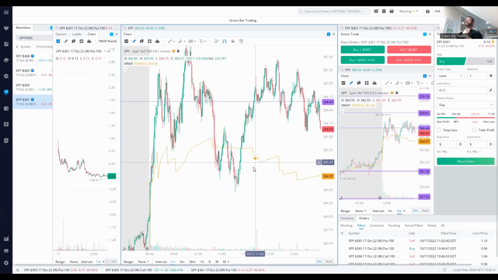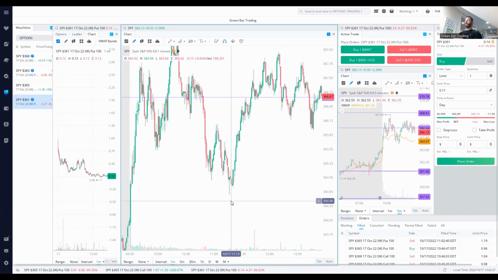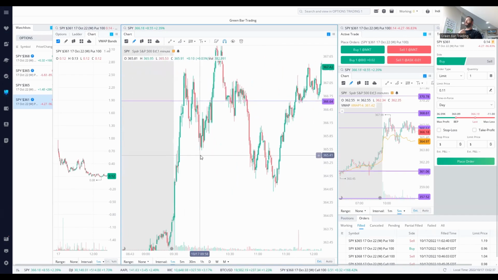I need to know where those bounces are, where those rejections are going to be. So this does me no good. So what I'm going to do is I'm just going to take VWAP off. All right. Because that is not going to help me at all. So what did I do today? Why did I have a red day? And what did I do that was really, really silly?